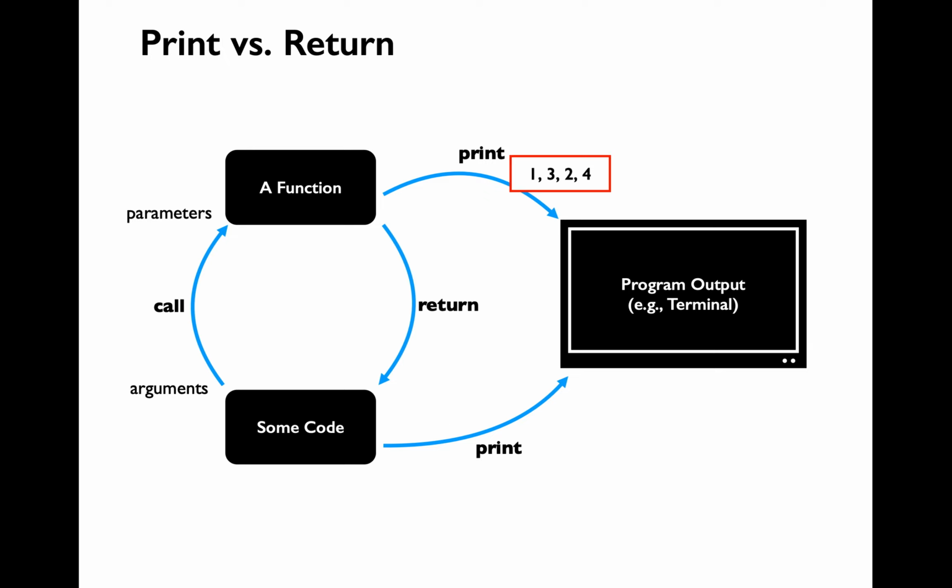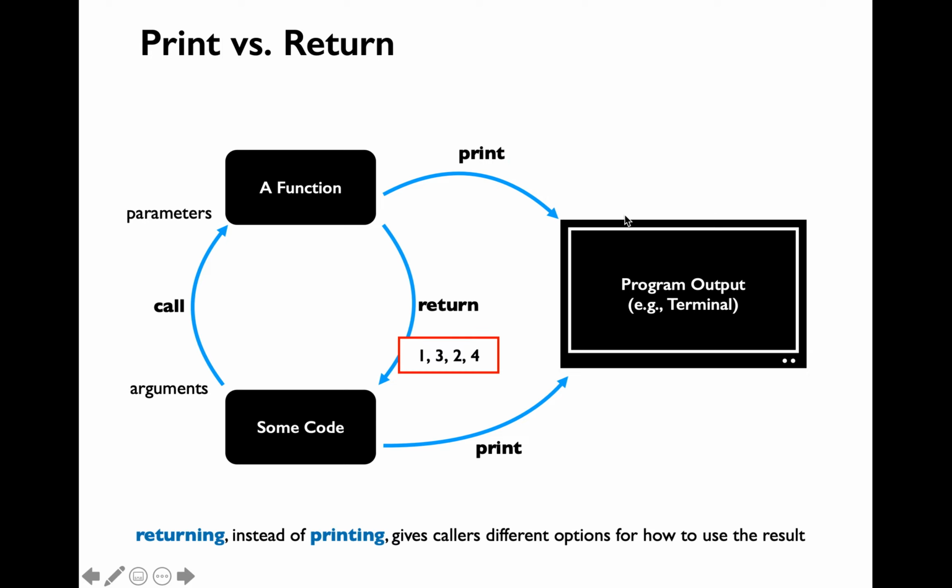Let me give you an example. Let's say that I have a function which is printing 1324 to the screen. Instead, if I were to return these values, I'll be able to create a bar plot where the bars have a height of 1, 3, 2 and 4. I'll also be able to do other manipulations with this returned value.